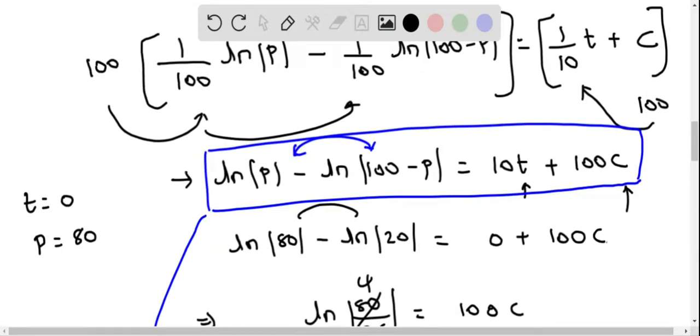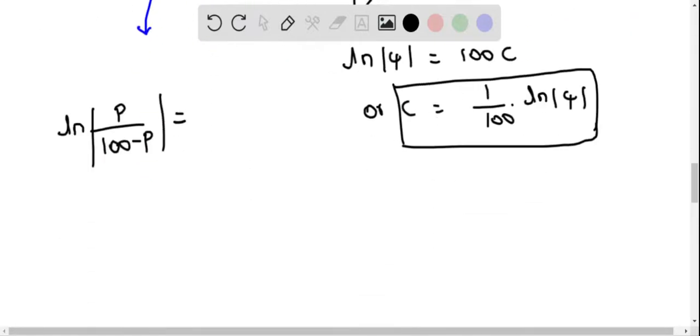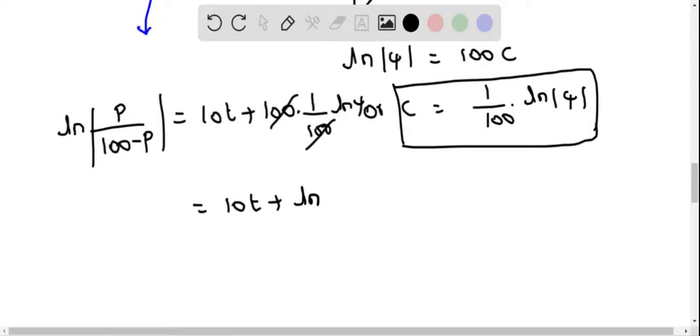On the right side, we have 10t plus 100c. So we write 10t plus 100 times c. c is 1 by 100 natural logarithm of 4. So this equals, these two will get cancelled. Here we get 10t plus natural logarithm of 4. On the other side we have natural logarithm of p over 100 minus p.